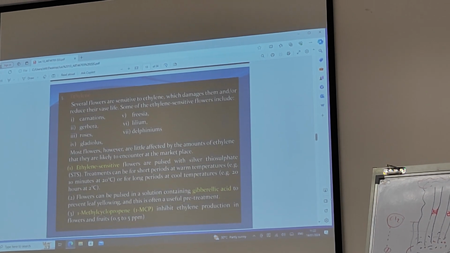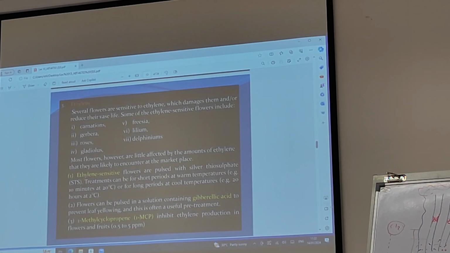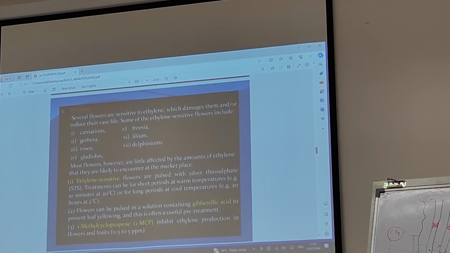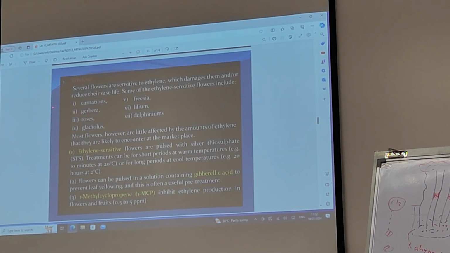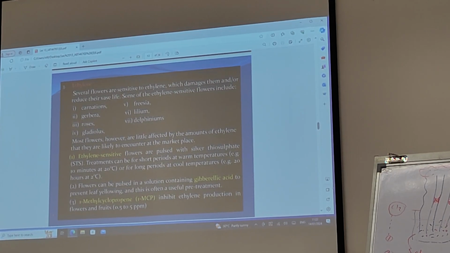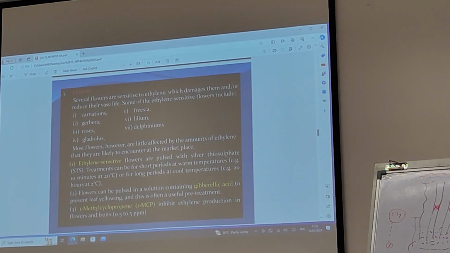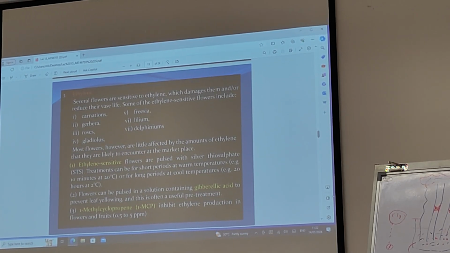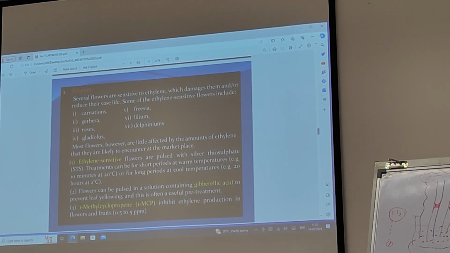So for number 4, this is factor number 3. So 3 is about sensitivity. I think now we know all this. Here we can see some of these flowers are actually too sensitive, about the ethylene. So how can we improve the shelf life? Number 1, we need to apply the STS.